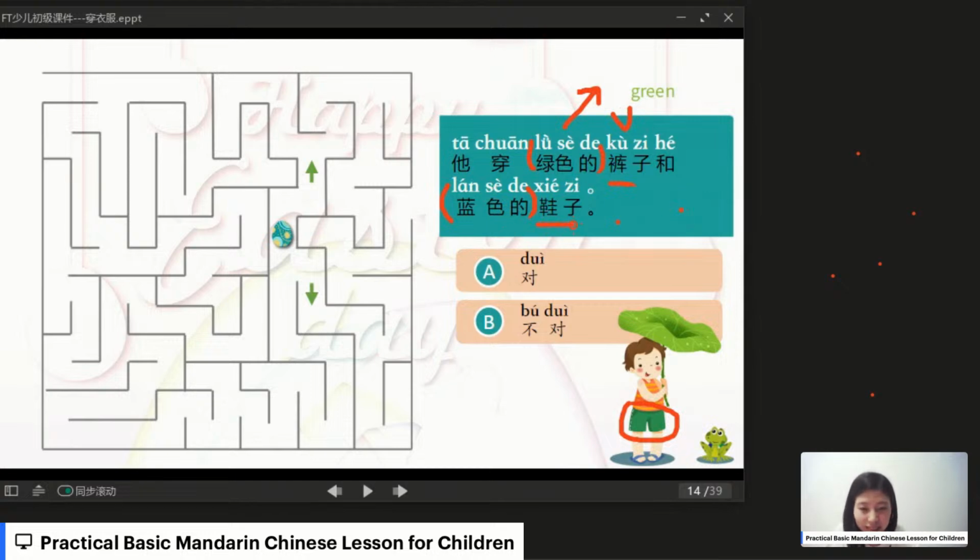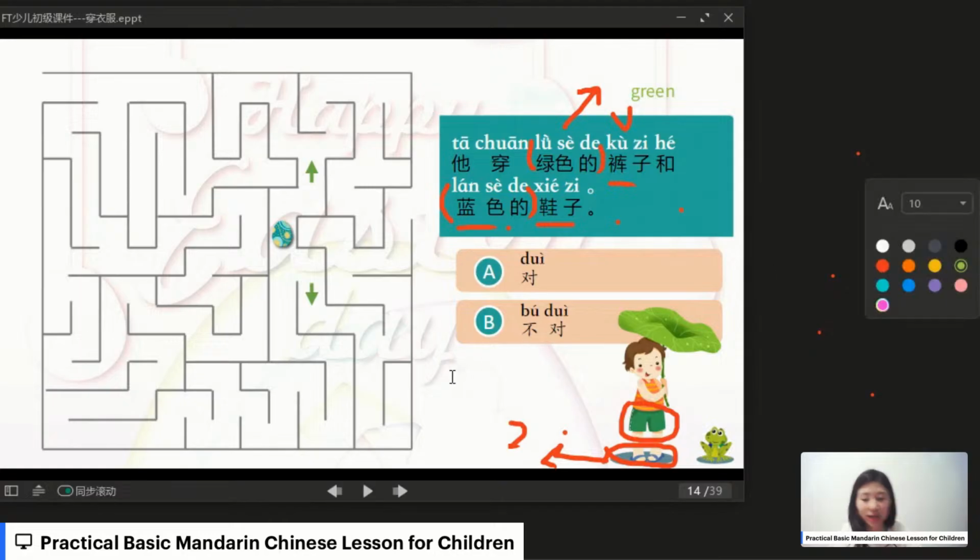So next one, 鞋子 would be shoes. Let's check this one, shoes. Okay, that would be the second part. So the second part is saying 蓝色的, is blue. 穿 is wear. 穿 is like wear. Okay, that's the verb. Normally we use that to describe like 我穿白色的衣服, 我穿鞋子, something like that.